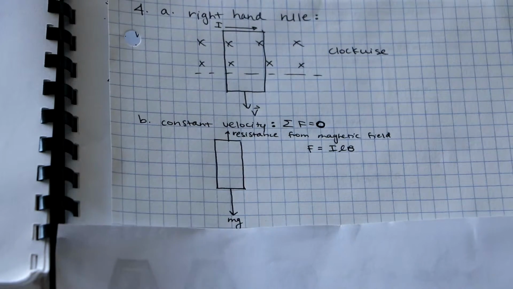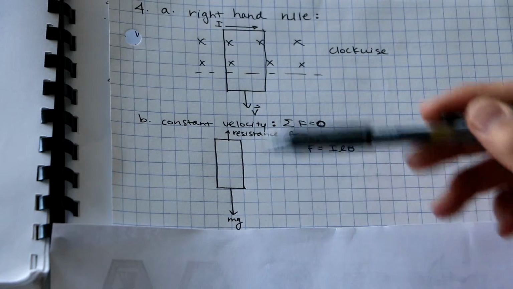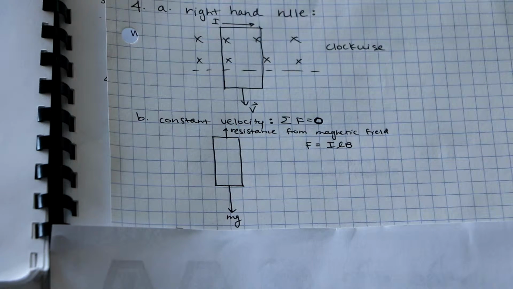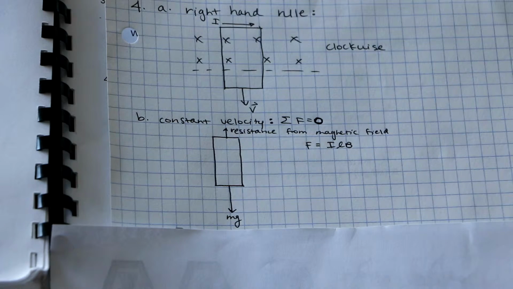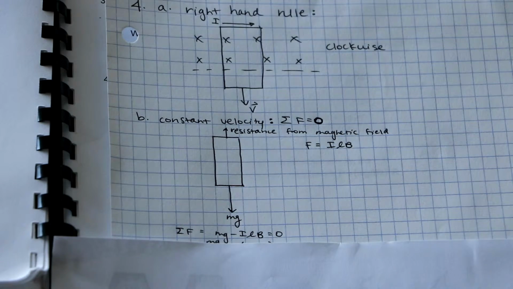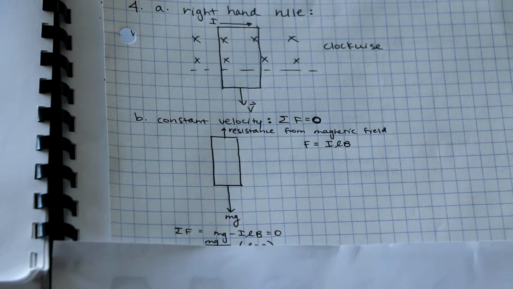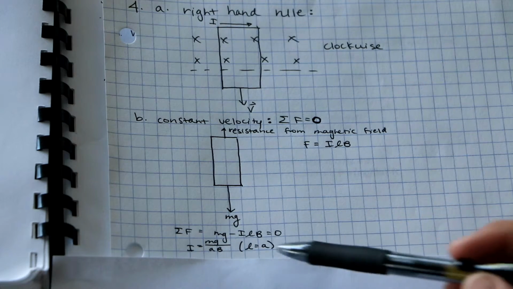So if we draw our little force diagram here, mg is the force downward from the weight, and the resistance is the force upward. So that's going to give it a terminal velocity because it has resistance. And the force of the resistance is just the same thing as the force induced by the magnetic field. So that's going to give you current times L times B. And in this case, L is a in the picture. So our sum of the forces is going to equal mg minus ILB, which is this force, which equals 0. So shifting those around, you get I equals mg over aB, where L is a.